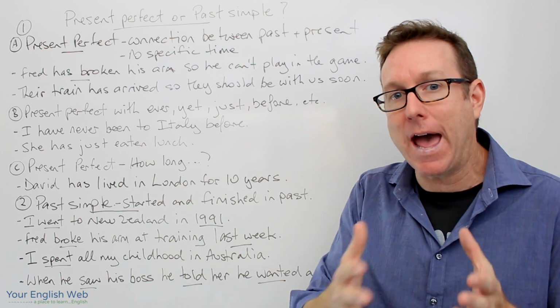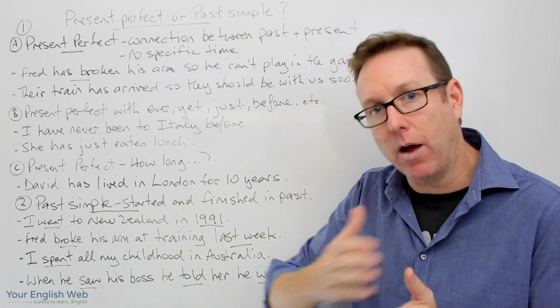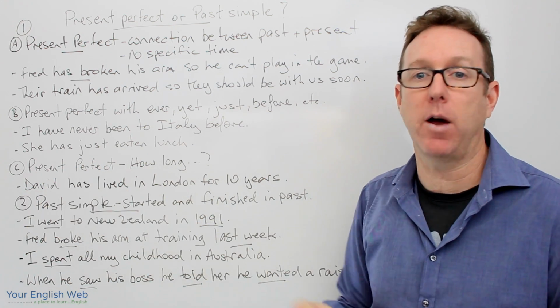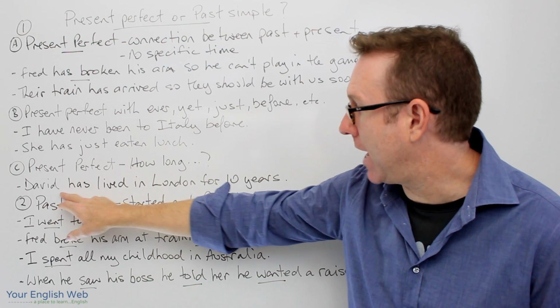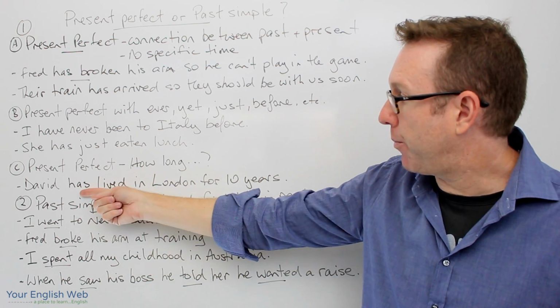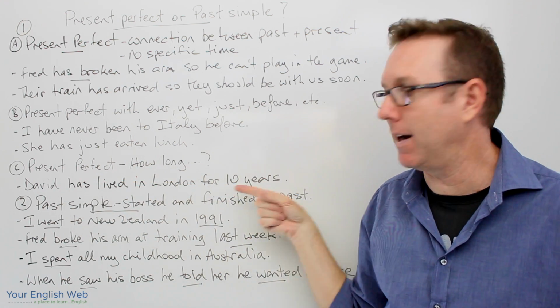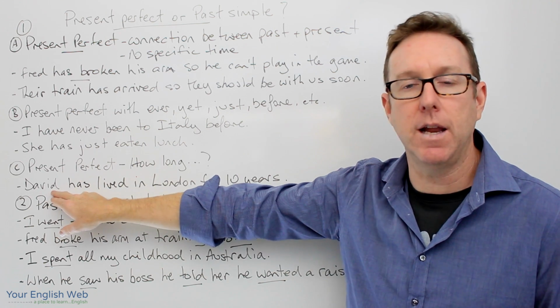How long has Jeff been going out with Sally? How long? How long has he been going out with her? Or this example, David has lived in London for 10 years, okay? We're using the present perfect tense. I know that he continues to live in London. David is still living in London.